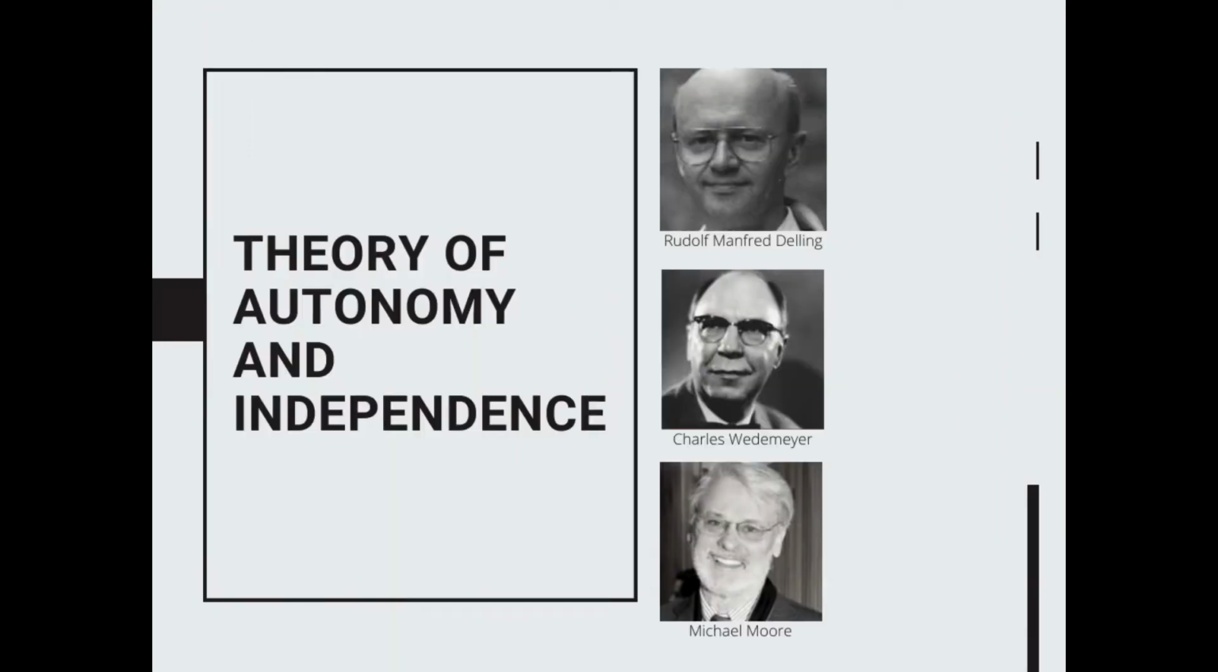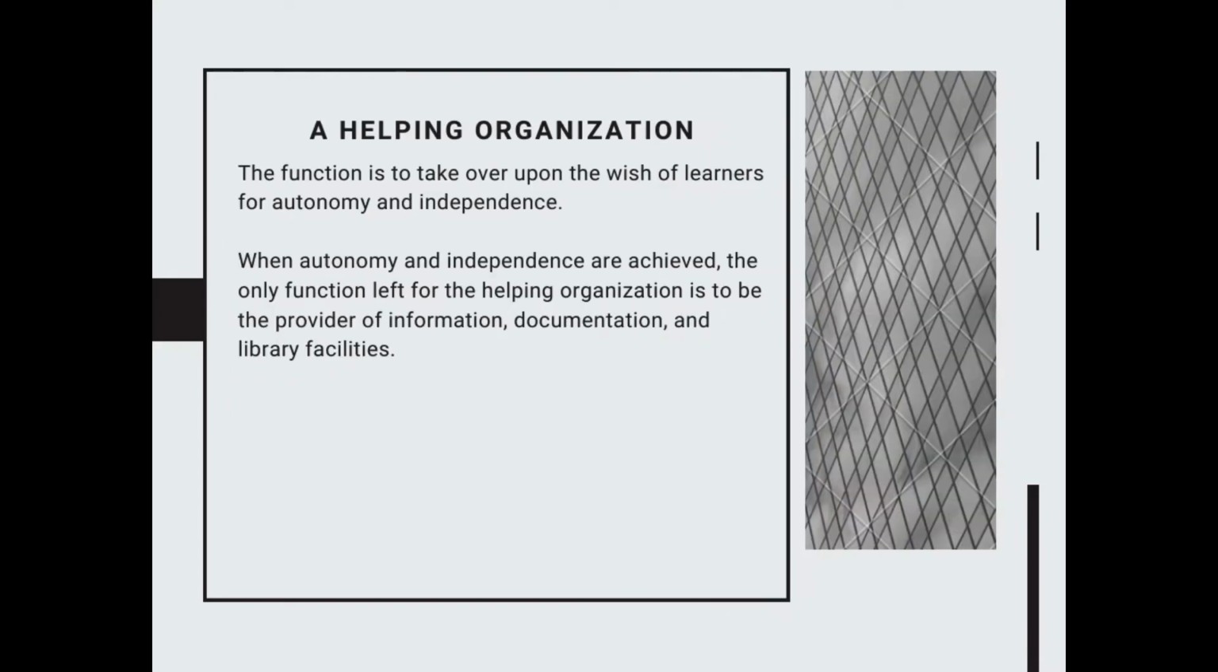Theories of Autonomy and Independence. These contributions come mainly from the late 1960s and early 1970s, and the major representatives are Rudolf Manfred Delling, Germany, Charles Wiedemeyer, USA, and Michael G. Moore, USA. A helping organization's function is to take over upon the wish of learners for autonomy and independence.